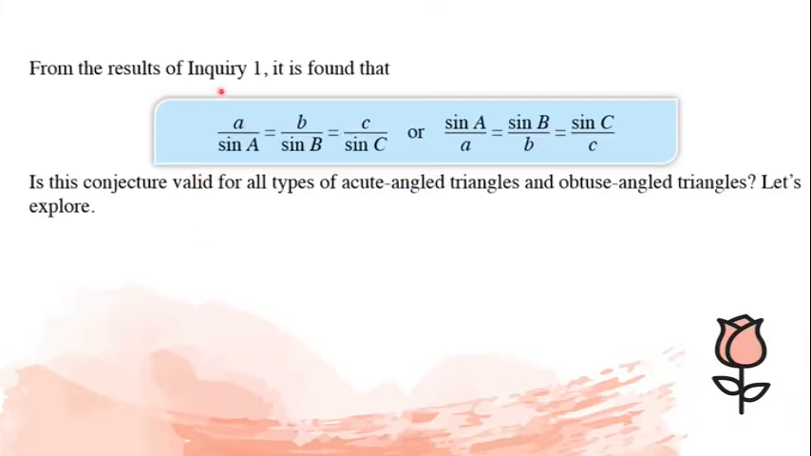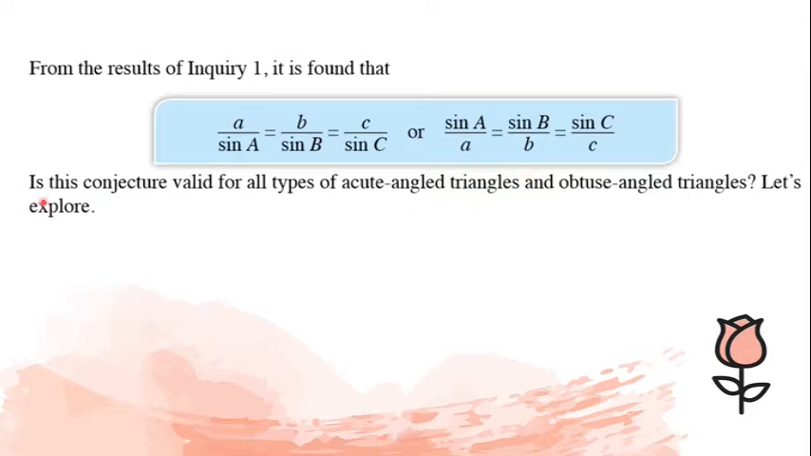From the result of Inquiry 1, it is found that the value of a over sine A is equal to the value of b over sine B, and also equal to the value of c over sine C. Or, the value of sine A over the length a is equal to the value of sine B over the length b, and lastly sine C divided by the length c.